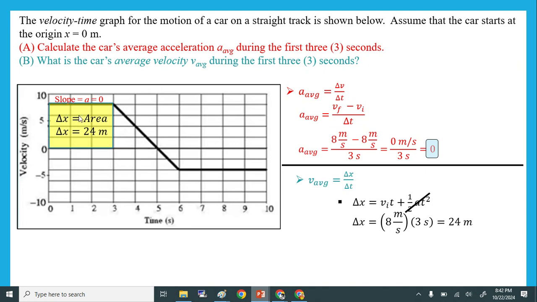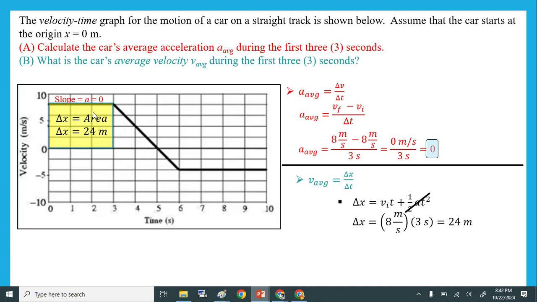If I were to shade this area, the base would be 3 because it'll be 1, 2, 3 according to the horizontal interval, and it'll be 2, 4, 6, 8 according to the vertical interval. So 3 times 8 is just 24. So the area beneath the velocity versus time graph is your displacement. In this case, your displacement is positive because the area is above the horizontal axis.